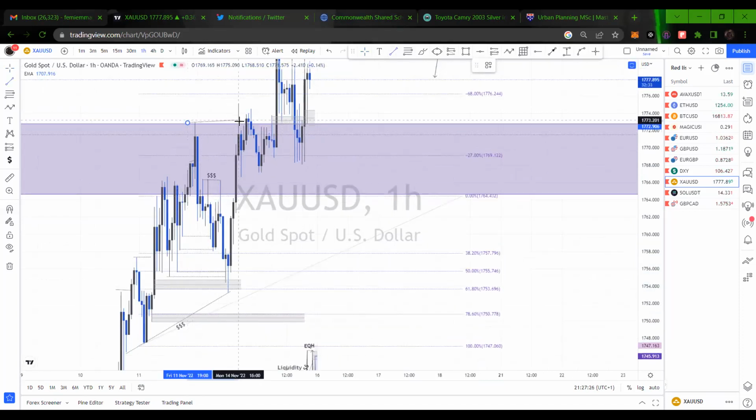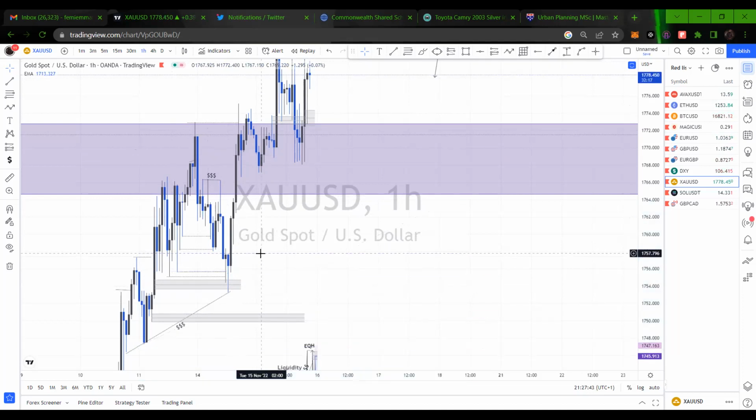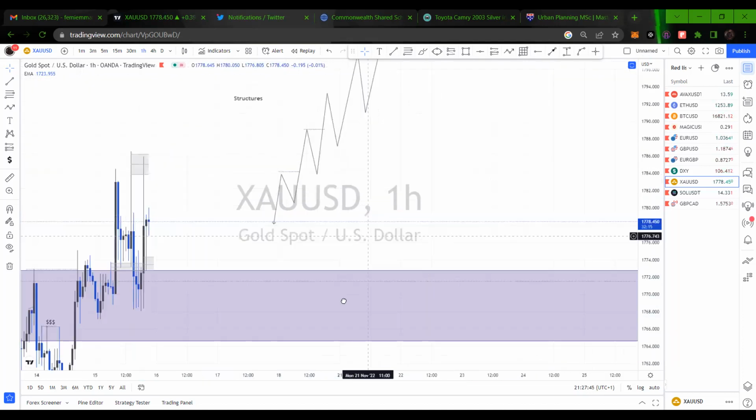To break structure above again here. Right there, it broke on that structure and gave us another pullback. So we have our swing low, our swing high, calculate it again, what's happened in the market. Okay, so basically that's structure. That is basic structure for you.